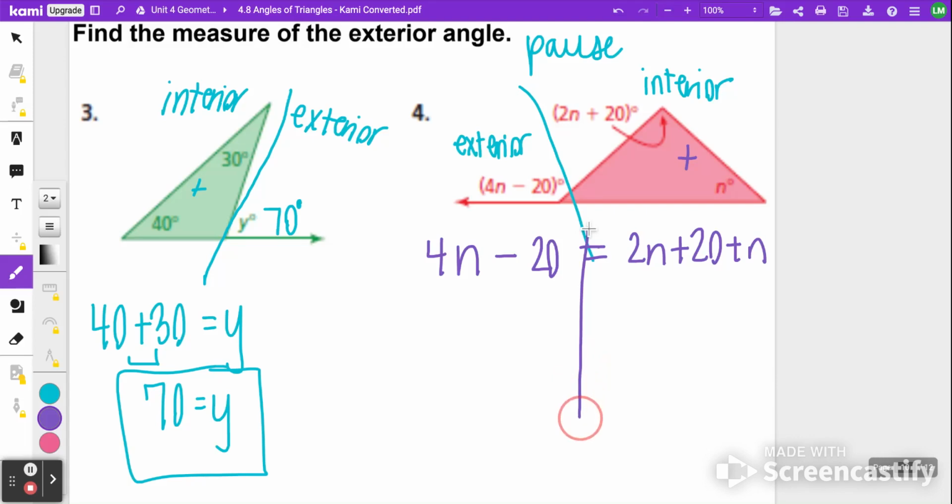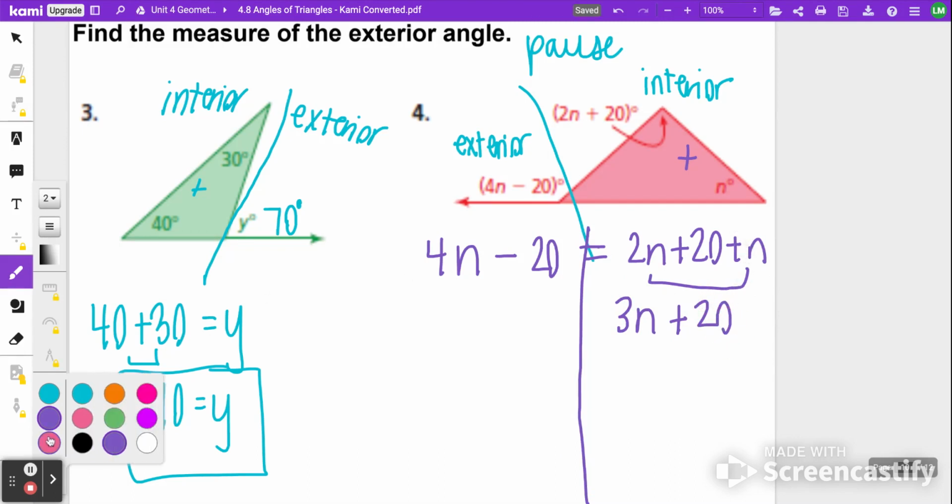Clean up the right side because I got a lot going on. 2n plus n is going to give me 3n plus 20. Remember, n by itself can have that imaginary 1 in front of it, so if you needed to draw it to see it, there it is. And then is equal to, on the other side, I still have 4n minus 20. Notice it doesn't have just the letter by itself, so we are going to have to plug in whatever we get for our variable back into this expression 4n minus 20 to see what the measure of the exterior angle is.